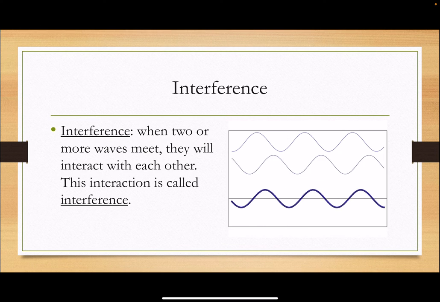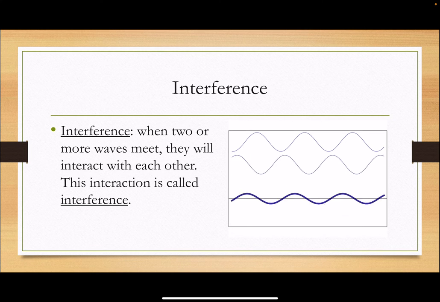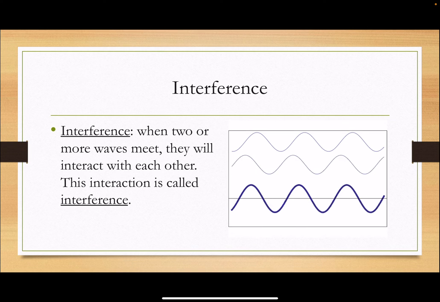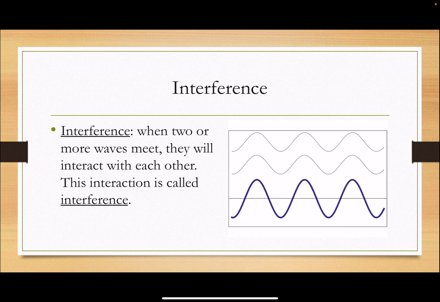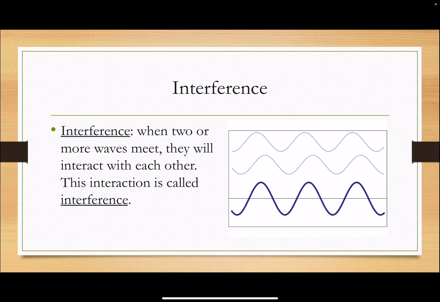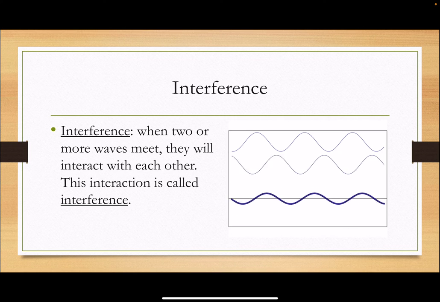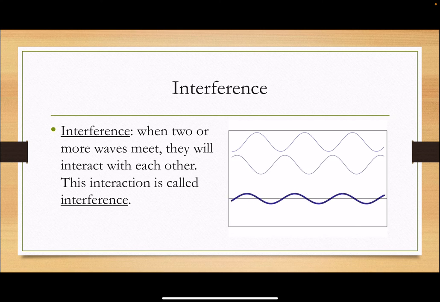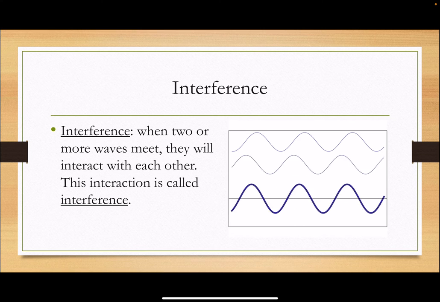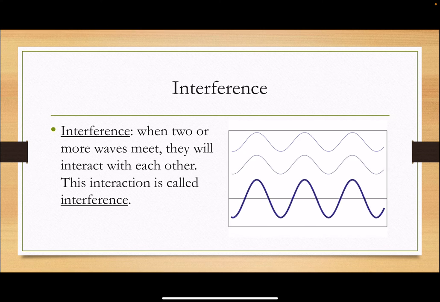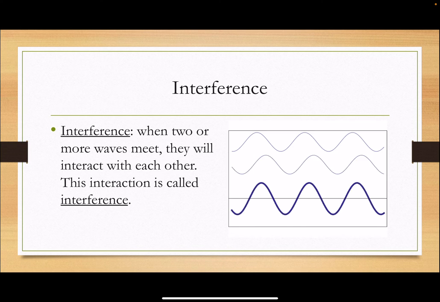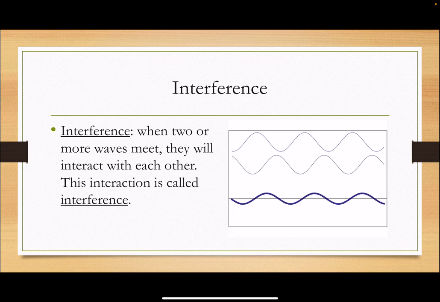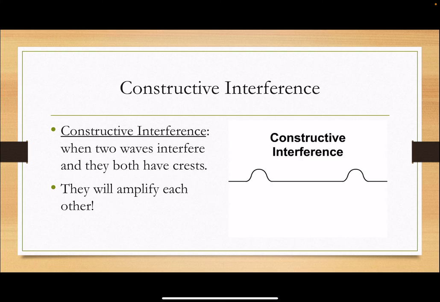All right, another term is interference. Today we just have a lot of terms, a lot of different ideas of waves. They're called wave behaviors, so different things waves can do. So interference: when two or more waves meet, they will interact with each other, and we call this interaction interference. Waves don't necessarily always cancel out or conflict with each other. They have something called interference. We have something called constructive interference.